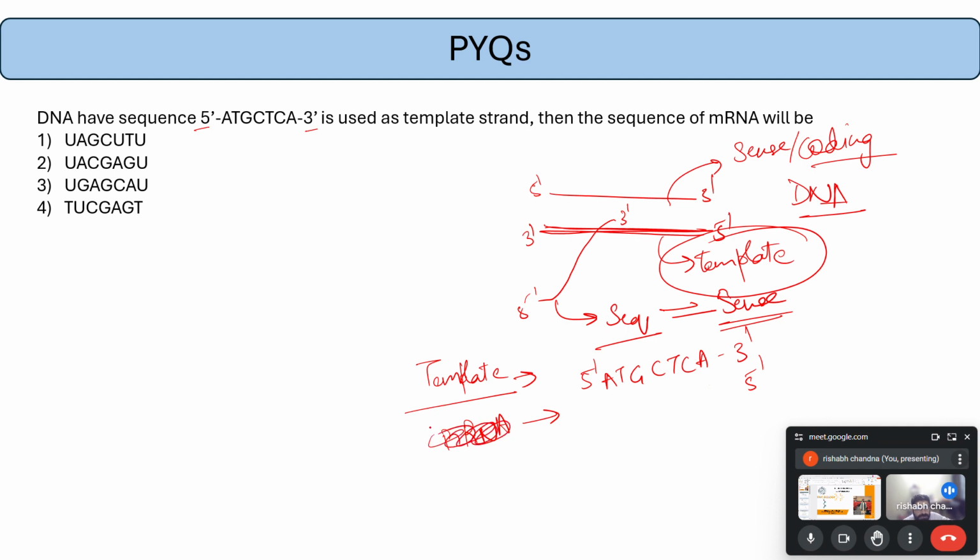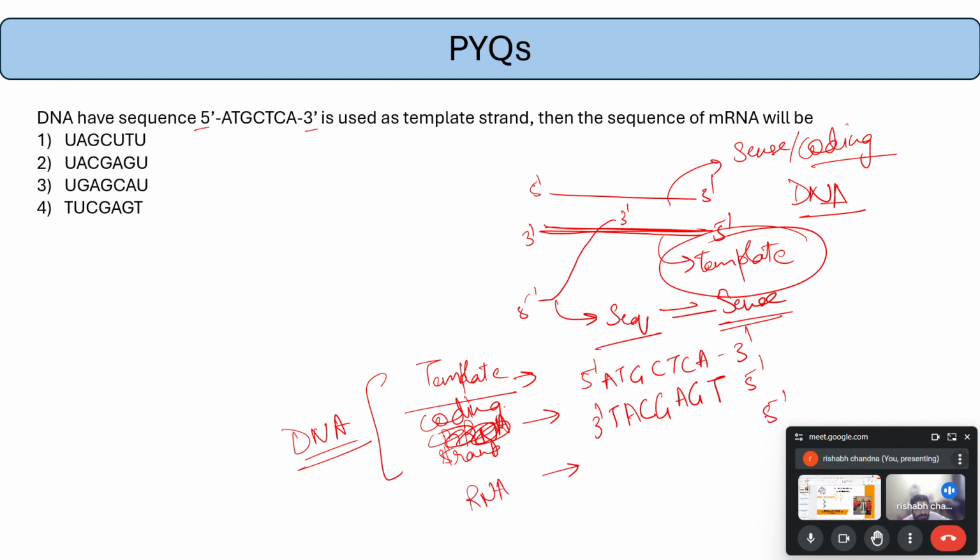What we'll do is see the complementary strand sequence first. This will be TGAGCAT. Okay, so this is the coding strand sequence. This is for DNA only. Now moving on to RNA, this will turn to UGAGCAU. Now we'll see in the options which has the same sequence as the mRNA.